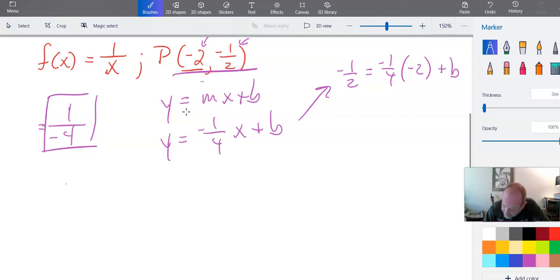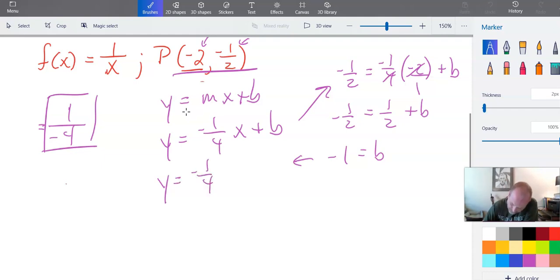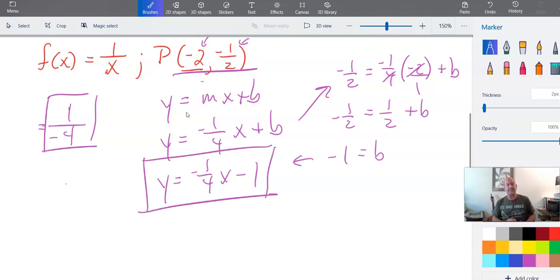Let's see here. Negative 1/4 times negative 2 is going to give me positive 1/2. So I have negative 1/2 equals 1/2 plus b. And if I subtract the 1/2 over, I get negative 1. So b is negative 1. And all we have to do is plug it back in. y is equal to negative 1/4 x minus 1. And so now we found it.